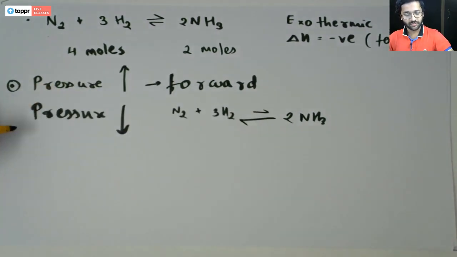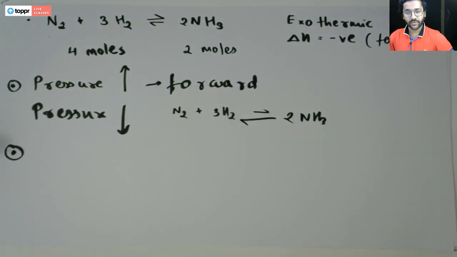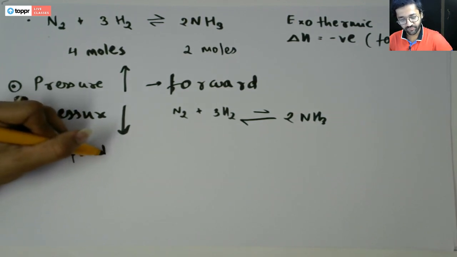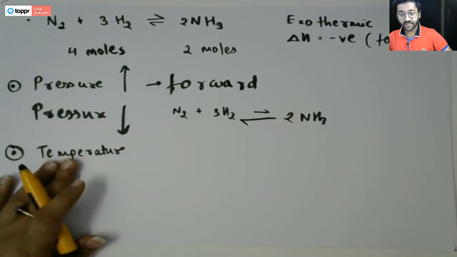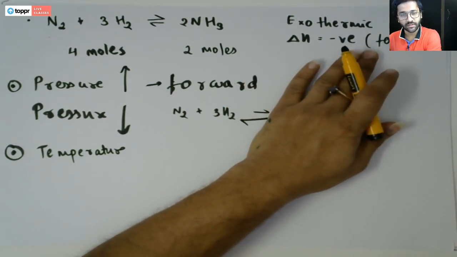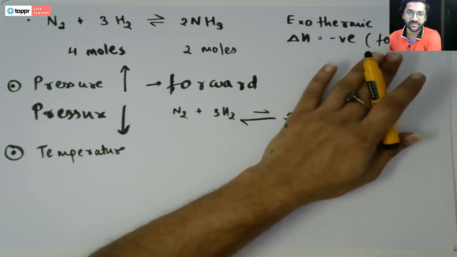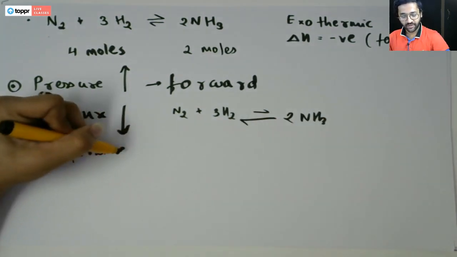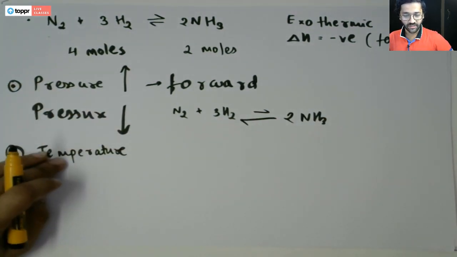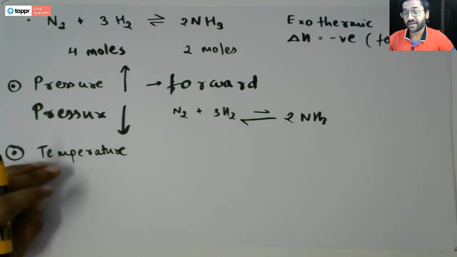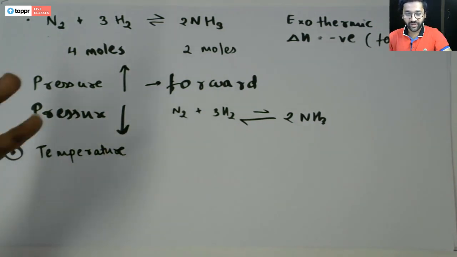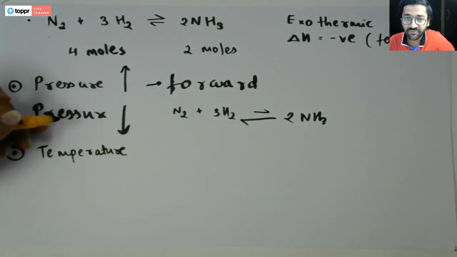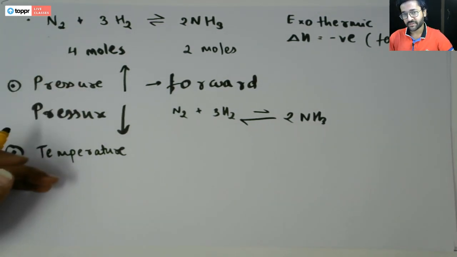Correct? Now, the second thing that we can talk about is temperature. This temperature is also related to the reaction's heat, whether the heat has been given out or the heat has been absorbed by the reaction. Right? So what happens if I increase the temperature? Let us understand that. When the temperature in the reaction vessel is increased, the system will want to reduce the temperature.